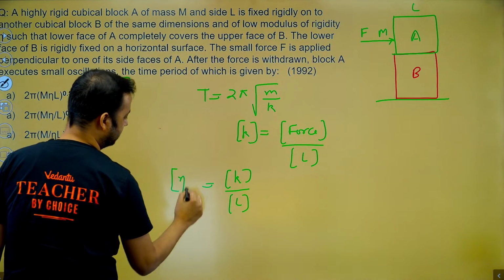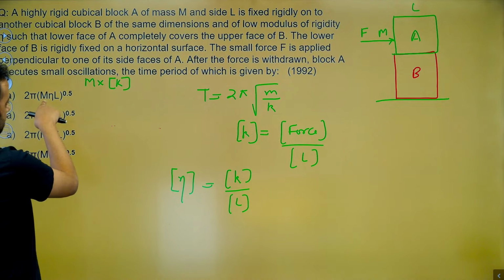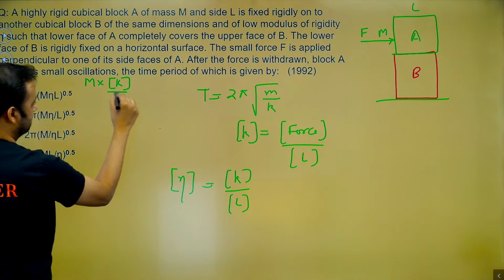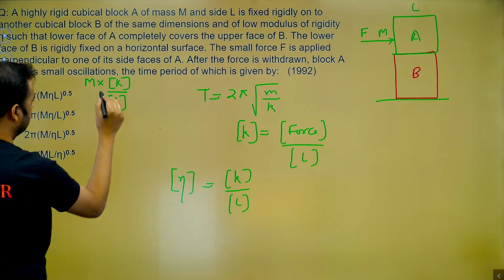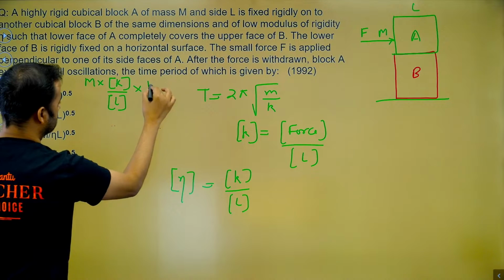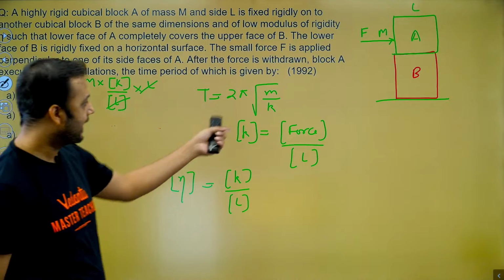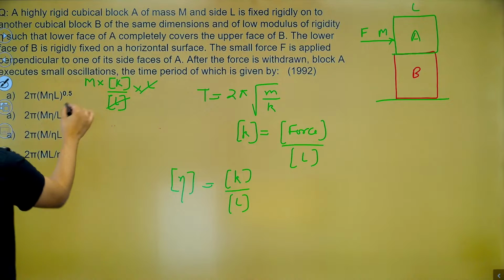So the dimension of eta comes out to be k by L. If you put the dimension of eta here, that is root of k by root of L, multiplied by L. So this term is becoming m into k, whereas we want m by k. So option A cannot be correct.